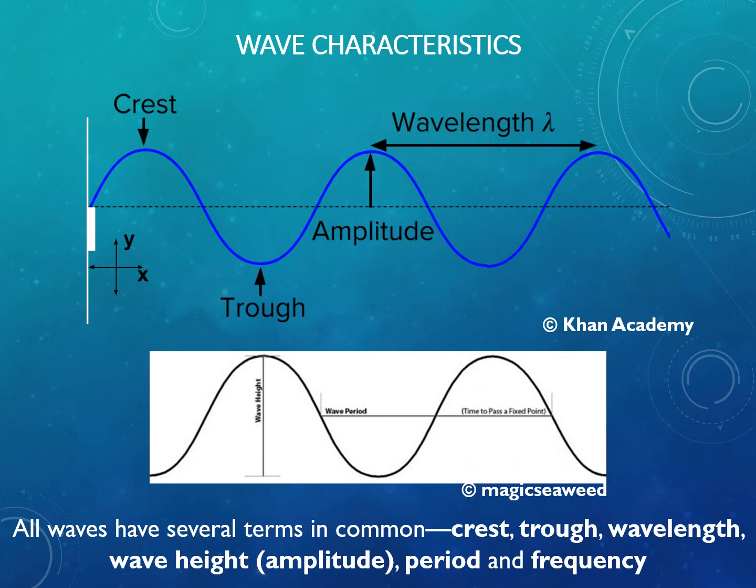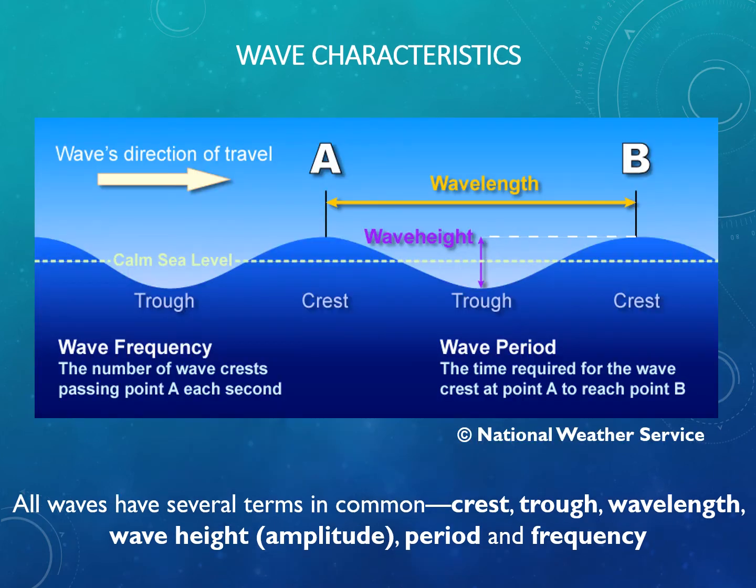Wave height is the difference in distance between the wave base, which is shown here as a dashed line in the first diagram from Khan Academy, and the crest, or the uppermost point of that wave. Wave period is the time that's required for a wave to finish a cycle of movement, or to move from point A to point B, as shown on this diagram.